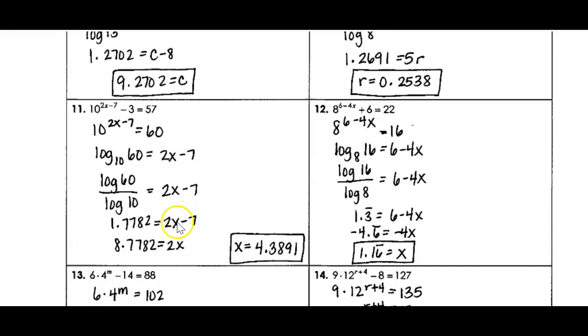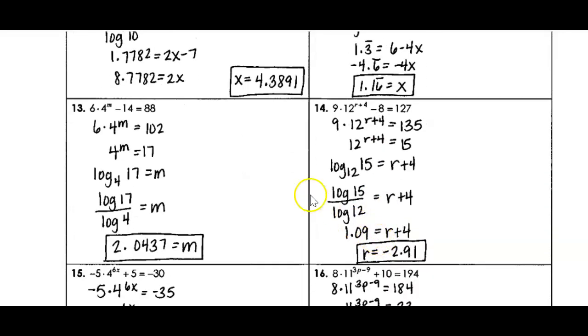It will work just the same. But at the end, you still have 2x minus 7, so you have to add 7 and divide 2 to get to the end. So 4.39 is what we'd be looking for there. Number 12, we're going to subtract the 6. I would argue that at this step right here, I would just change these to 2's, make it 2 cubed and 2 to the 4th, and avoid logs altogether. But there's nothing wrong with doing it this way. It'll work either way. Should get 1.16 repeating.